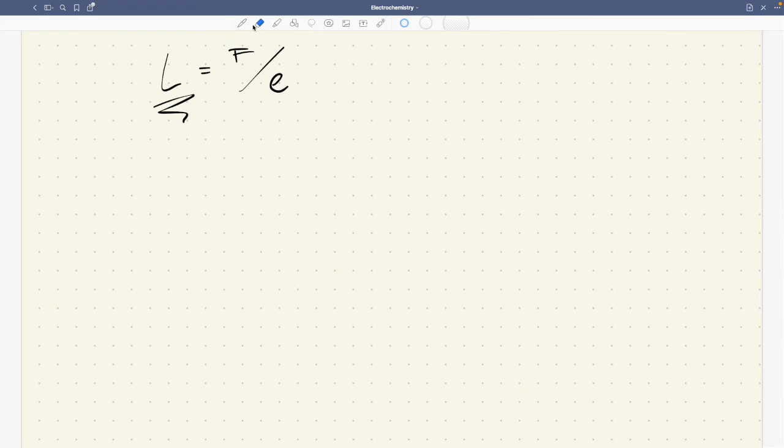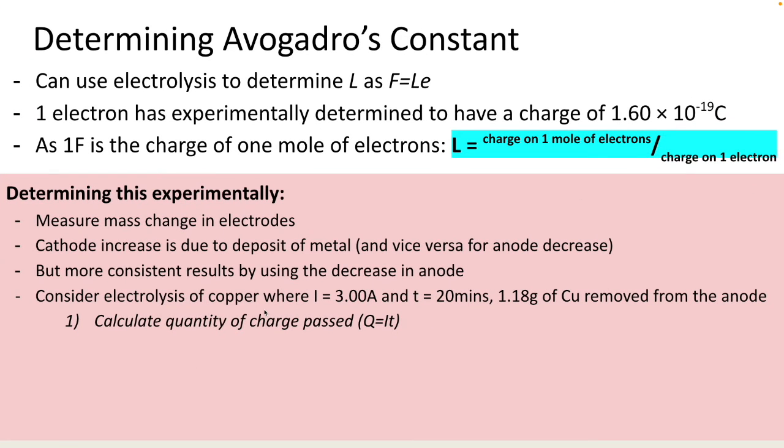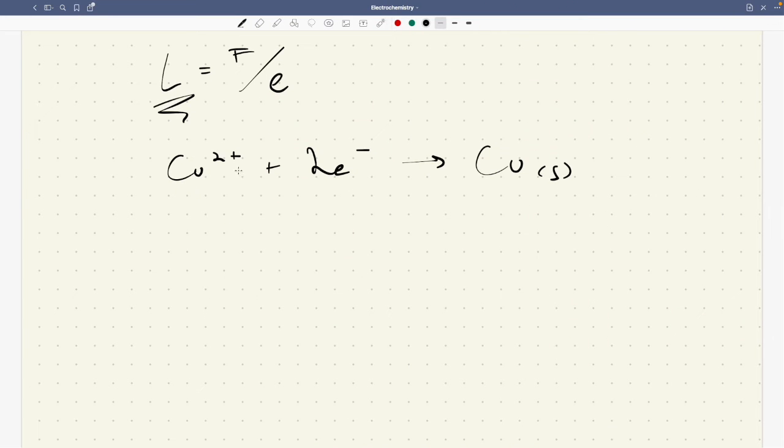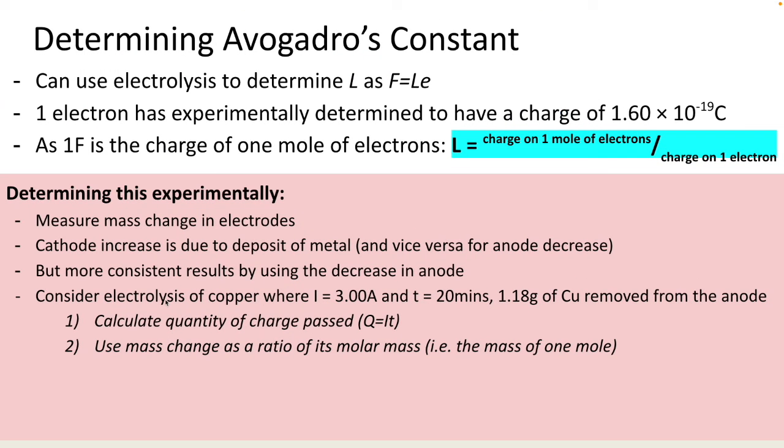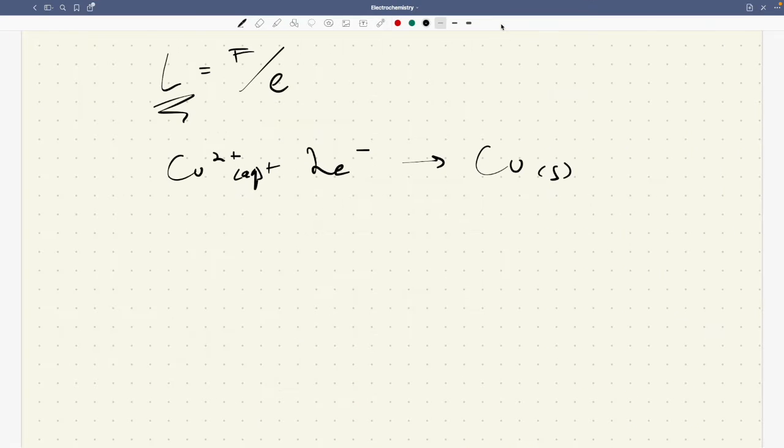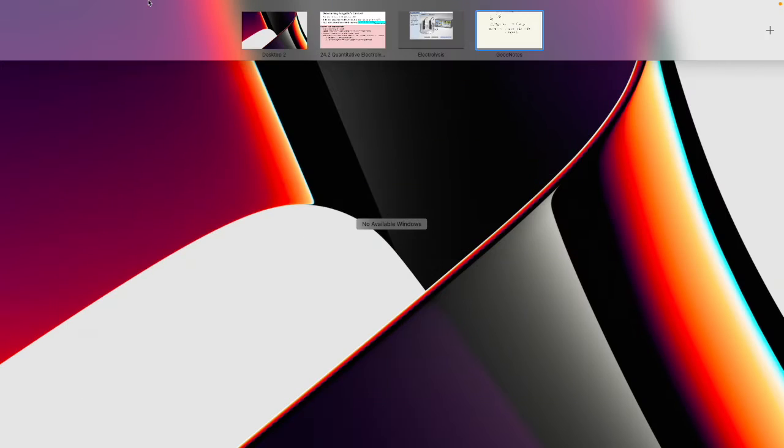So let's consider again our equation. Cu2+ plus 2e- goes to Cu solid. I should put some states in here. Let's just say we're aqueous. The question didn't specify, but I'm specifying now. Calculate the quantity of charge that is passed. So Q equals I times t, where we said we had 3 amps, ran for 20 minutes, and multiply that by 60 to get that into the correct amount of seconds. 3 times 20 times 60 equals 3,600 coulombs of charge.